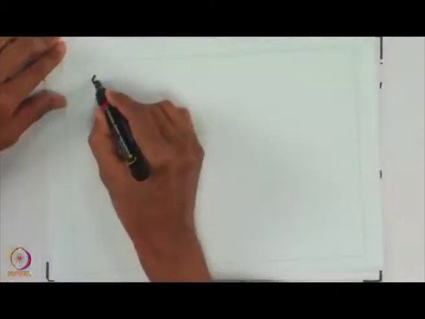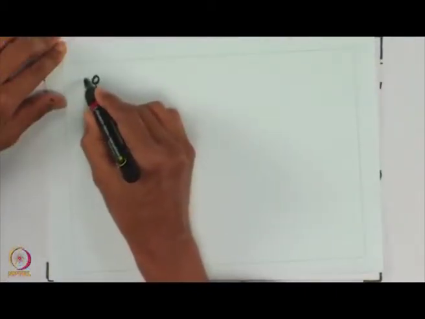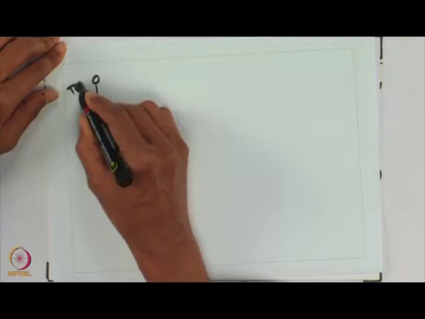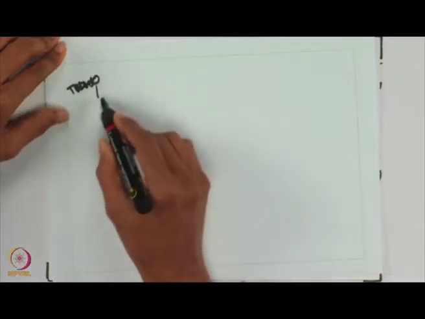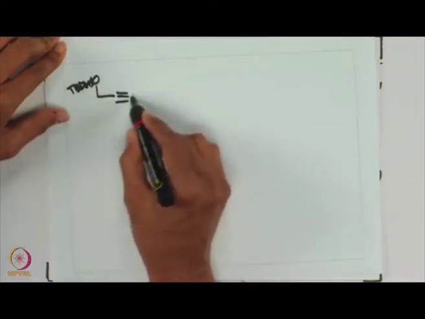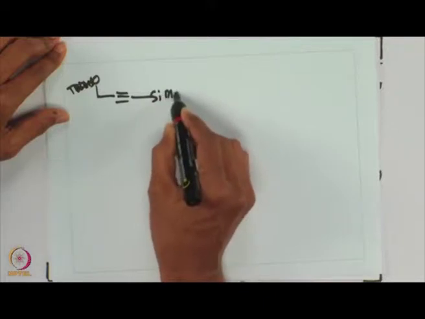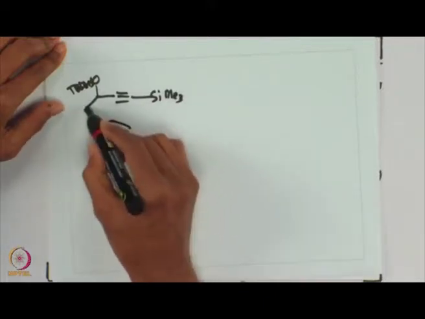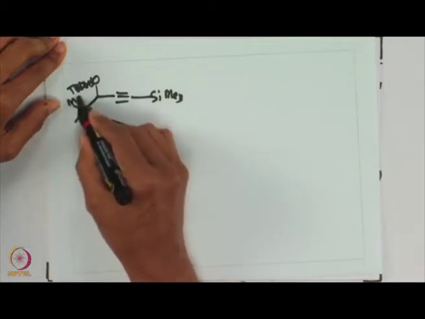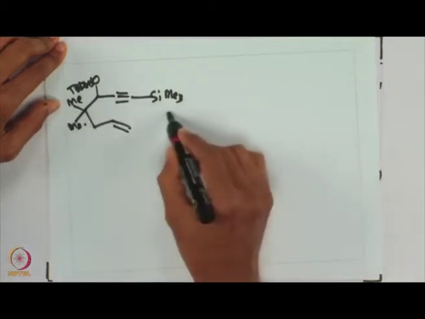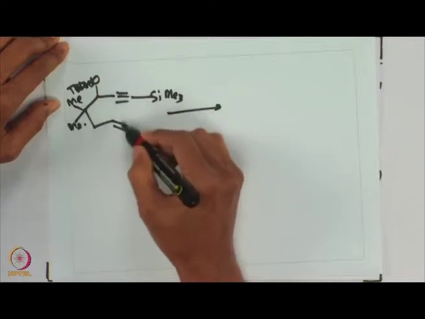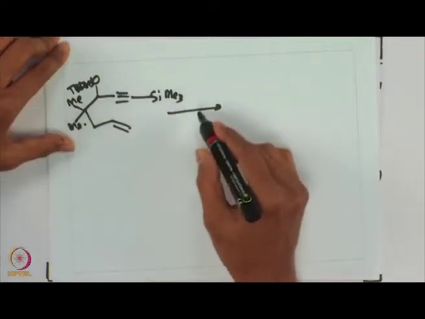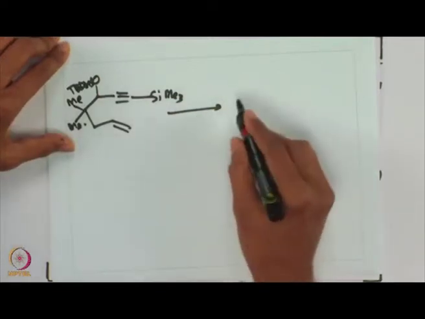Okay, Pauson-Khand examples. Let us look at a substrate where you have OTBD, MSO, and an alkyne together with an olefin. You have this olefin and alkyne together. You would like to do the Pauson-Khand reaction in presence of CO.